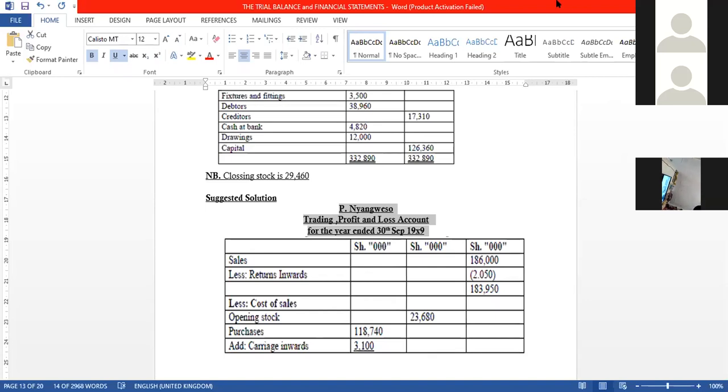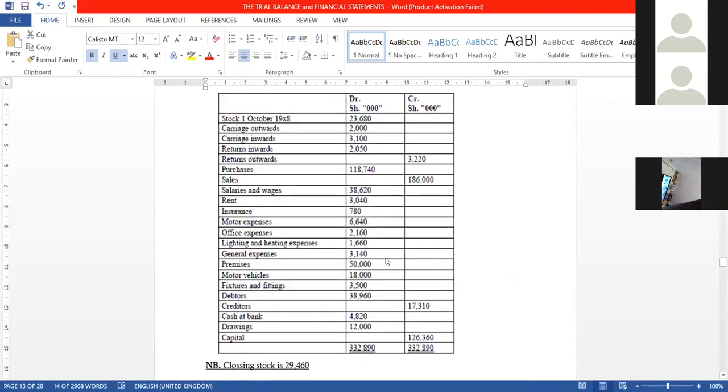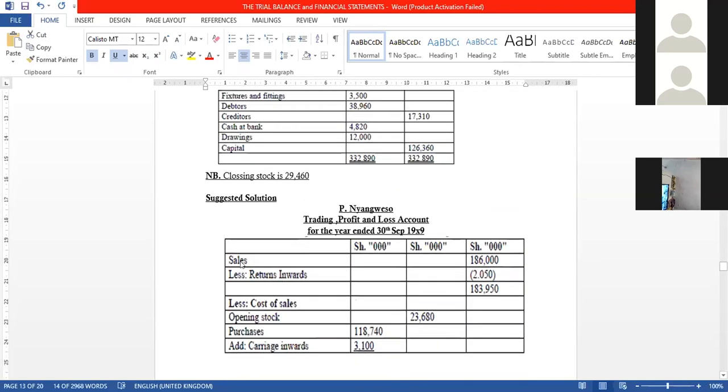You can also tell from my presentation here that I am keen on organizing my work. Therefore, the heading first is very, very important. And then, of course, we start off by preparing the trading profit and loss account. The first thing that we talk about is sales. So write that figure at the end.